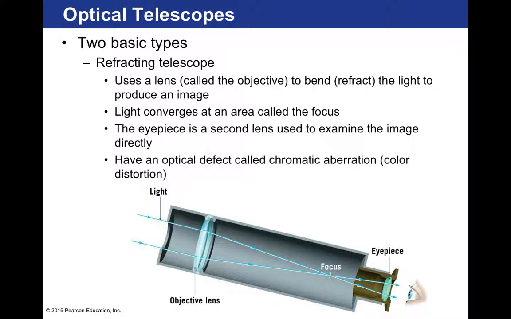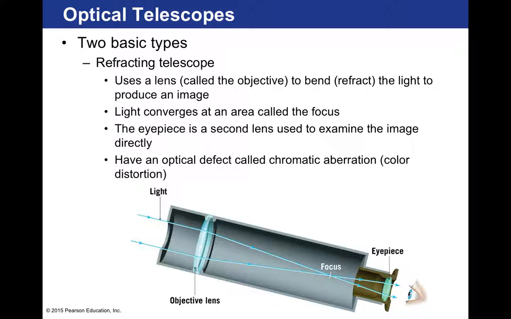All right, so there's two basic types of optical telescopes. So this is actually being able to view light coming from outer space. This would be visible light. One is called a refracting telescope. These types of telescopes use lenses to bend or refract the light to produce an image. So light converges in an area, what's called the focus of a lens, and the eyepiece is a second lens used to examine the image directly. But there's an optical effect called chromatic aberration, and this is because when the light refracts through these lenses, different colors, which essentially are different wavelengths of light, will bend differently as they refract through these lenses. So you always have to worry about chromatic aberration when you're talking about a refracting telescope.